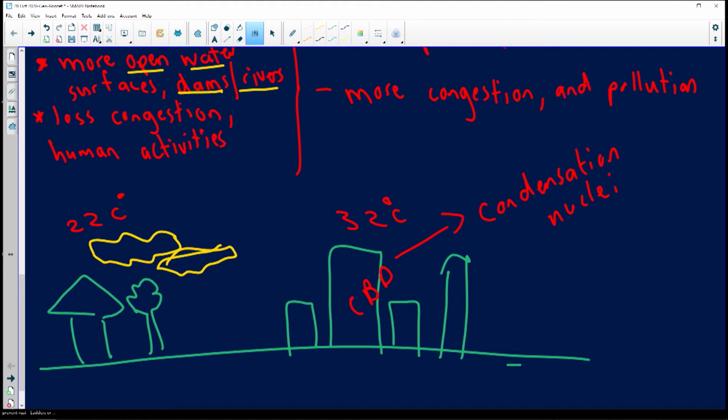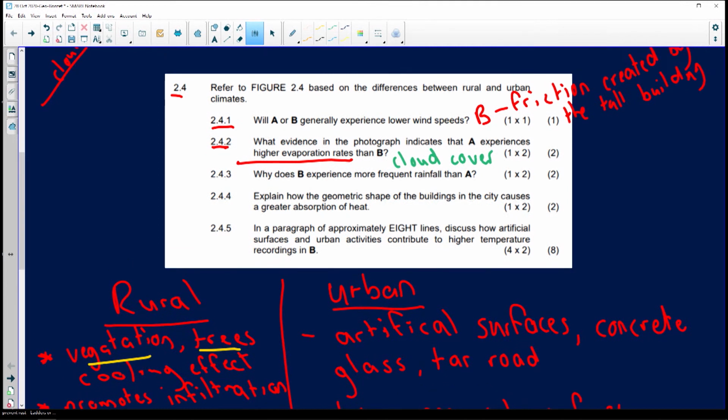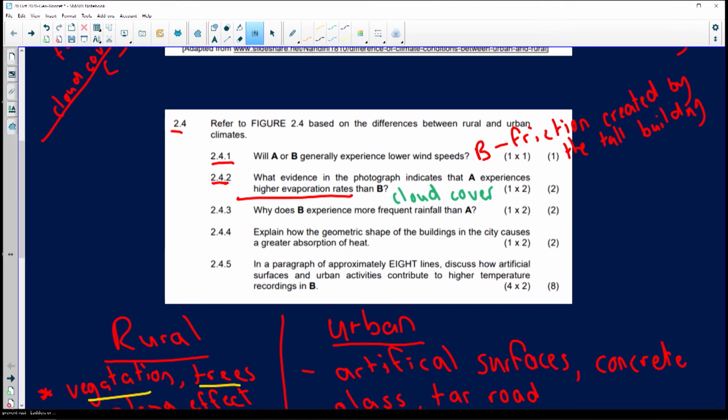And the simple reason, because it's cooler temperatures as we experience here and warmer temperatures over here, the air tends to get sucked in by the surrounding rural areas, bringing in this moist air towards the CBD. And eventually there's more condensation nuclei. What happens? The air rises, it cools, condenses clouds, and we have the possibility of rainfall. And that's the reason we experience more rainfall in our CBDs than in our rural areas. Okay.